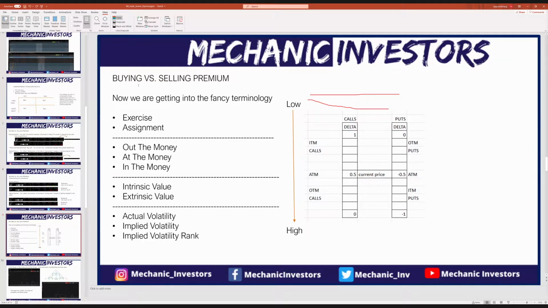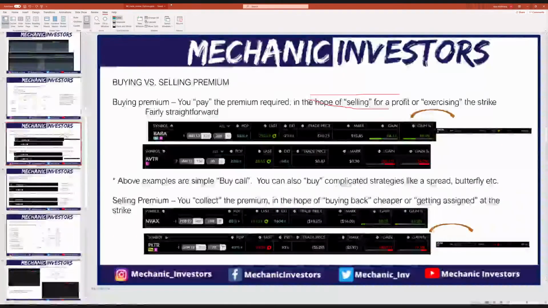So we talked about exercise and assignment briefly here, right? In this case, I bought a call, and I had the right. So I exercised my call. I said, hey, BABA is 232, but I have a right at 220. So I exercised. But in this case, in PLTR, I was assigned because somebody else exercised.